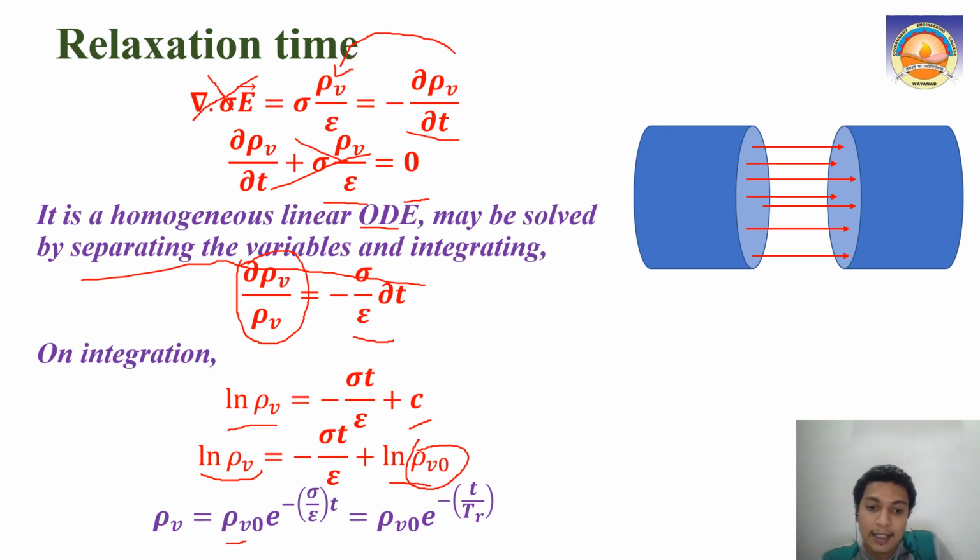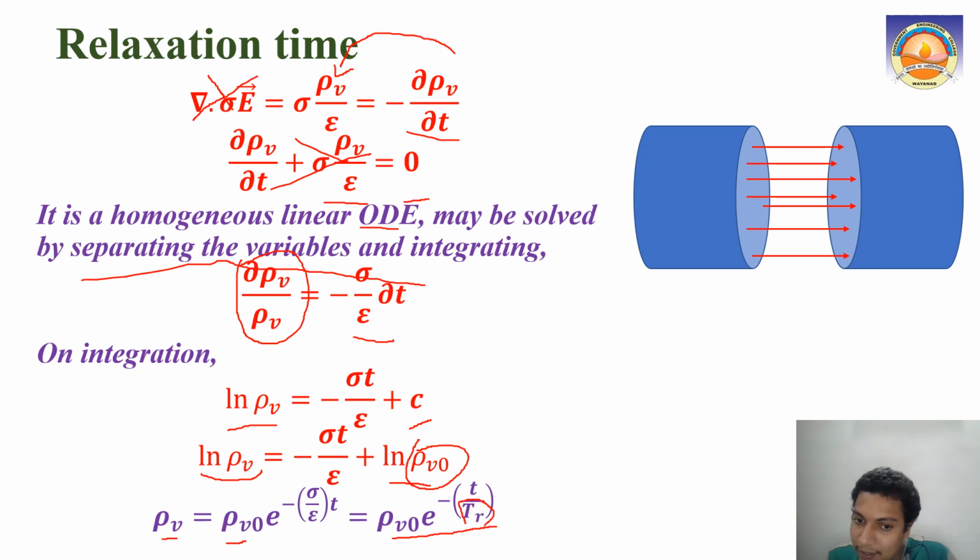So this is of the form y equal to a e raised to minus x, right? As an exponential decaying function, because this negative is there, we can write it as rho V equal to rho V0 e raised to minus t by tr. That sigma by epsilon, or sorry, epsilon by sigma, we are taking it as what?